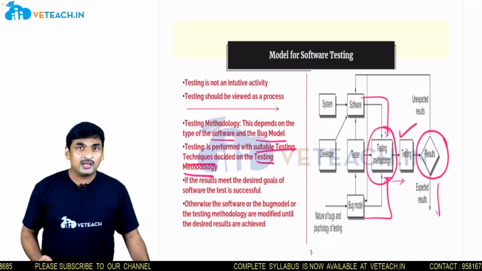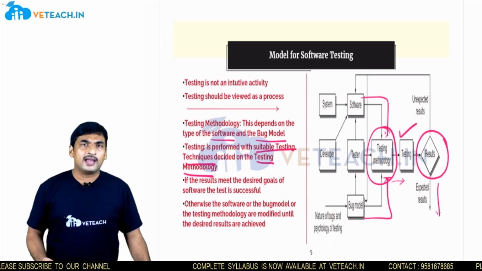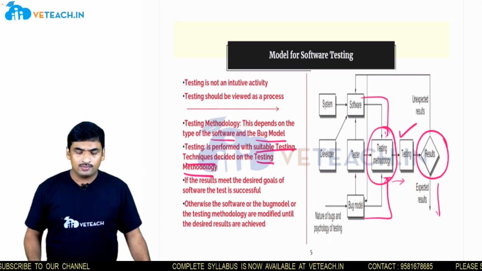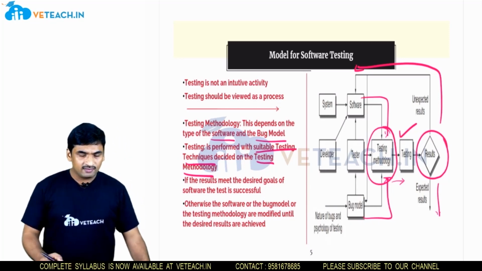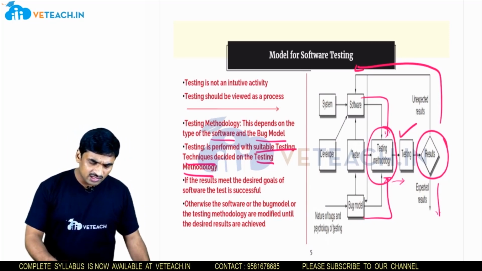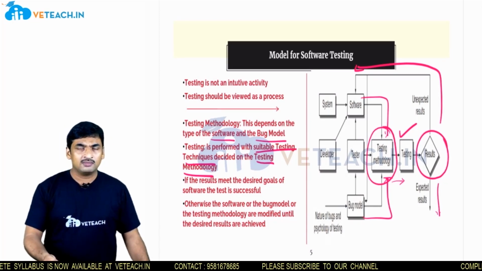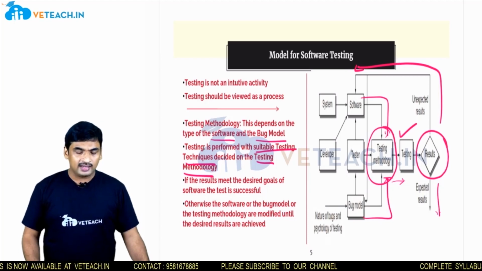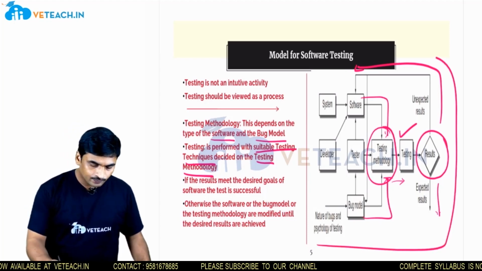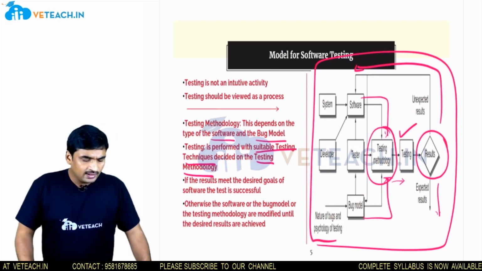Otherwise, if we have unexpected results, or there is any deviation of the actual output from the expected output, then we will come back. We will classify the software based on the bug model, we will refine the testing methodology, we will apply the testing methodologies and tools, and then we will perform the testing activity again. This complete model is the model for software testing.